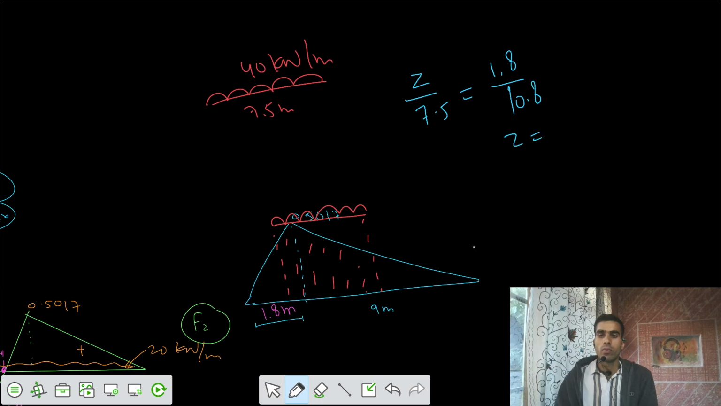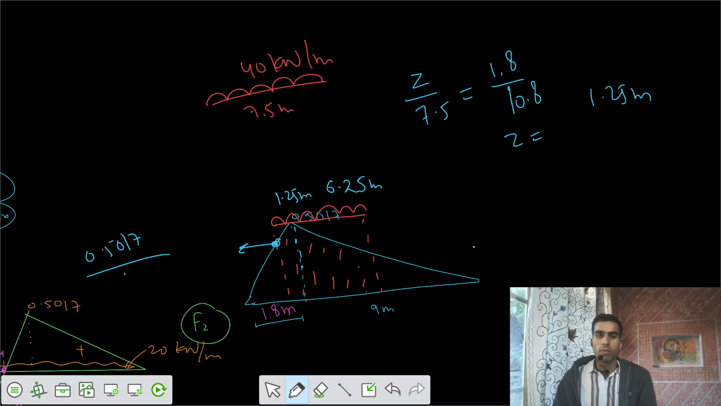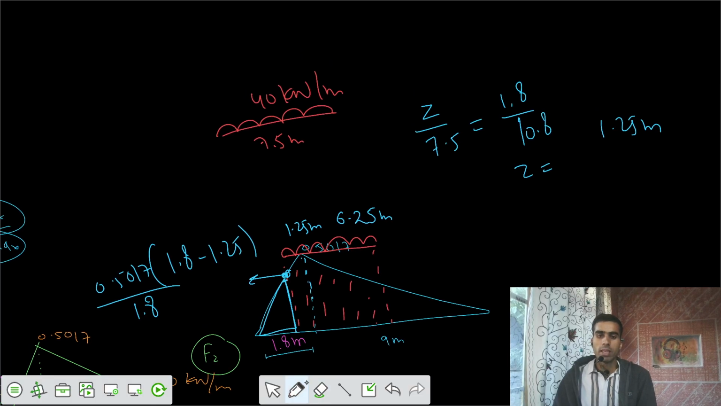So I can get the value of Z, how much amount of Z you have to keep on this side. So Z equals 1.25. That means from this side you have to place up to 1.25 meters, and from this side you have to place 6.25 meters. And you can get the ordinate here. The ordinate was a total of 0.5017 for the length of 1.8, but I need it for the length of 1.8 minus 1.25. I need it for this triangle now. So accordingly you have this ordinate, and that value of ordinate would be the same from this direction also.